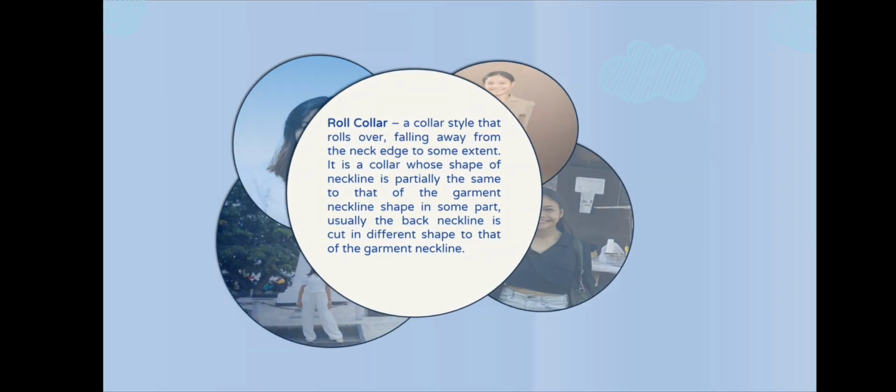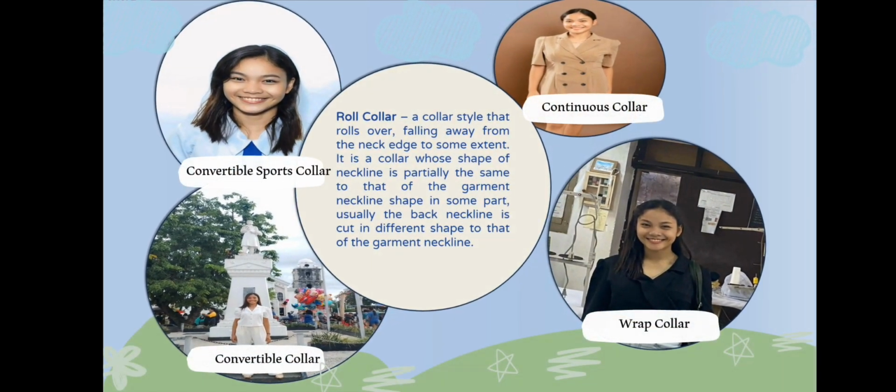And the last category, we have the roll collar, a collar style that rolls over, falling away from the neck edge to some extent. It is a collar whose neckline shape is partially the same as that of the garment neckline. In some parts, usually the back neckline is cut in a different shape from that of the garment neckline. So here are the types of roll collar.